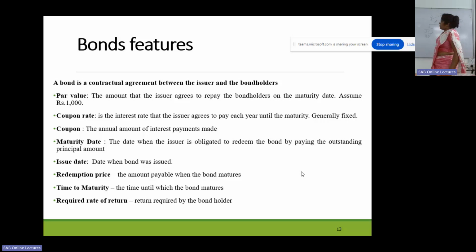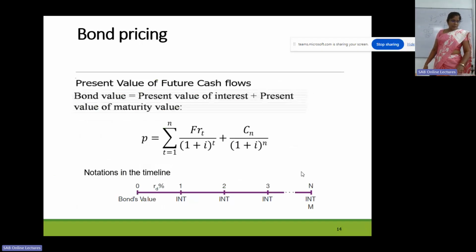Required rate of return. This is the bondholder's or the investor's required rate of return. So these are the definitions you should know when you are calculating the bond value. Right. So what is the bond price or the bond value? You can calculate it based on this formula.